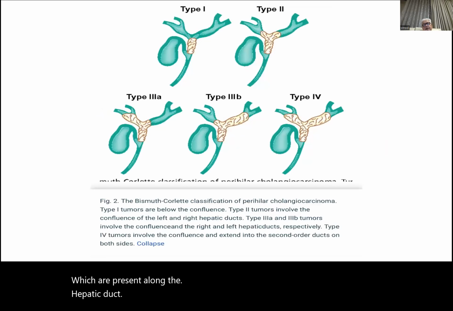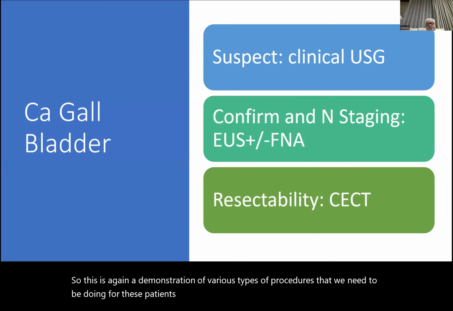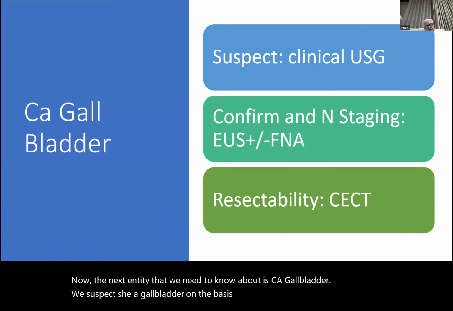So this is again a demonstration of various types of procedures that we need to be doing for these patients. Now, the next entity that we need to know about is CA gallbladder. We suspect CA gallbladder on the basis of ultrasound examination at times.